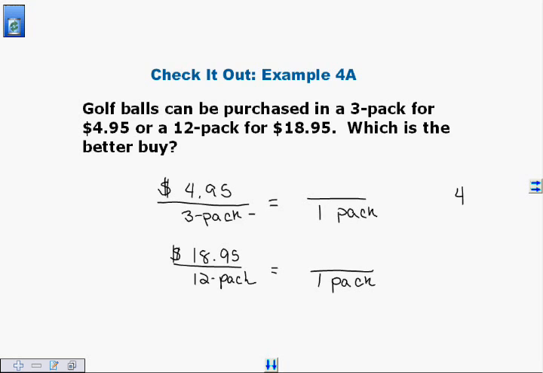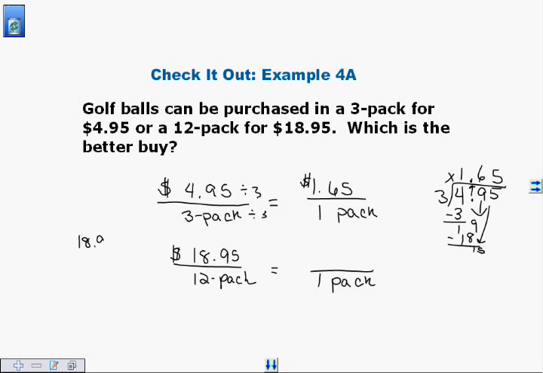We come off to the side. We need to divide by 3 since that breaks it down to 1 for us. 3 goes into 4 one time. Bring your decimal straight up. 3 goes into 19 6 times. And 3 goes into 15 5 times. So this one is $1.65 for 1 pack of golf balls. $18.95 for the 12-pack. I'm running out of room on the left, so I'm going to come off to this side over here and divide by 12.